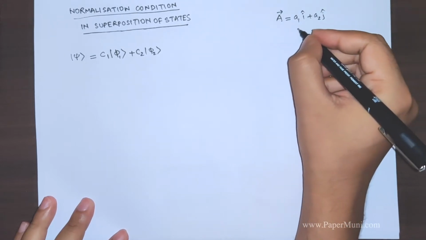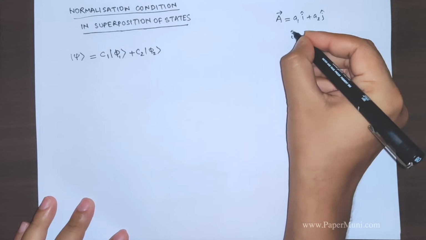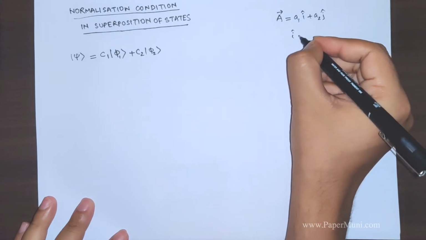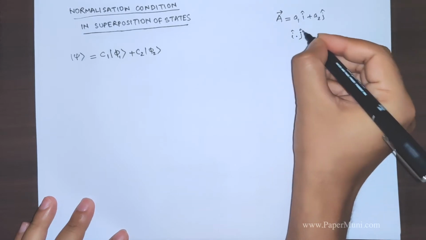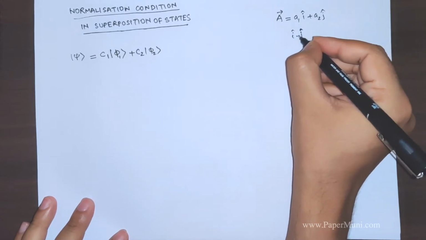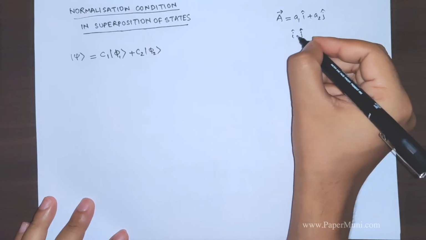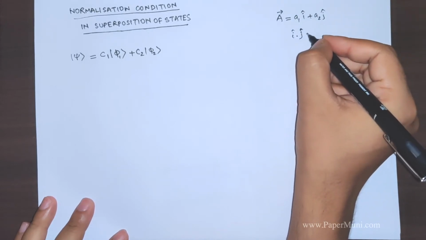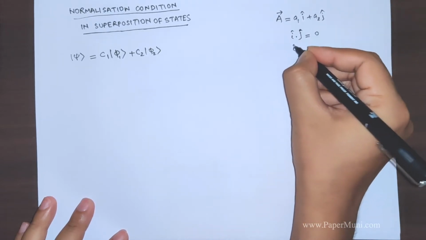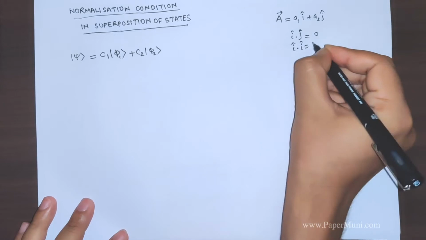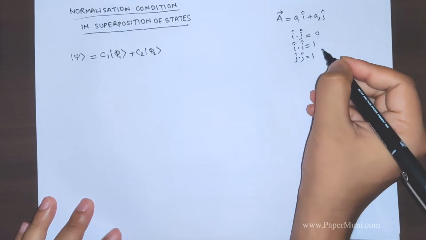Now, why are we able to write like this? We are able to write like this only because i and j are orthogonal and orthonormal to each other. Actually, orthonormal is the complete statement. So a can be written in the form of i and j because i and j are orthonormal to each other, both orthogonal as well as normalized. These are unit vectors, right? So i cap dot i cap is 1 and j cap dot j cap is 1.